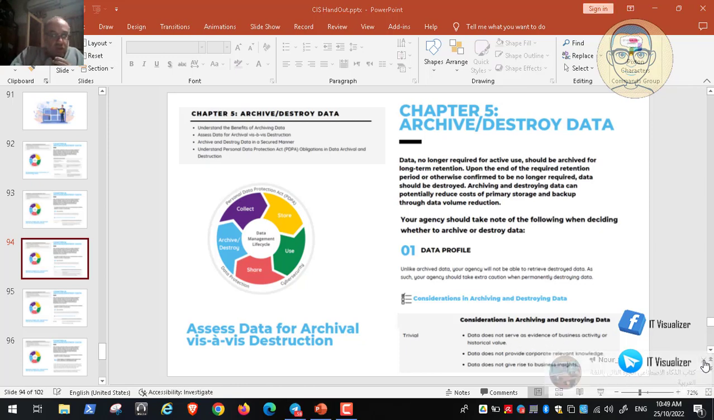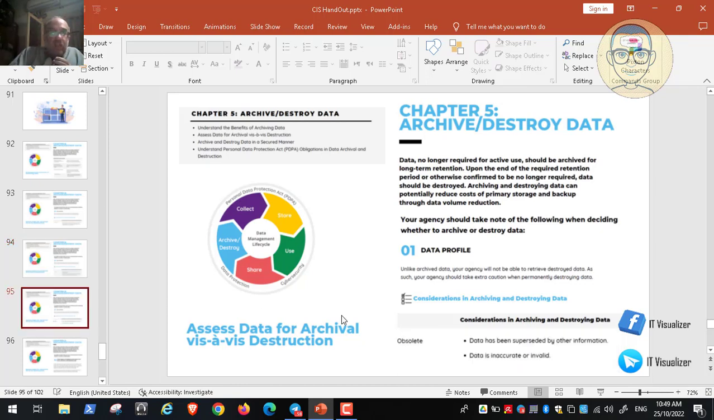This is very logical. So if you are destroying the data, you need first to consider the data profile. The data profile here means whether the data is redundant, whether the data is trivial, and, let's go further, whether the data is obsolete. So this will make a data profile. If the data is redundant, trivial, and obsolete, then you should destroy the data.